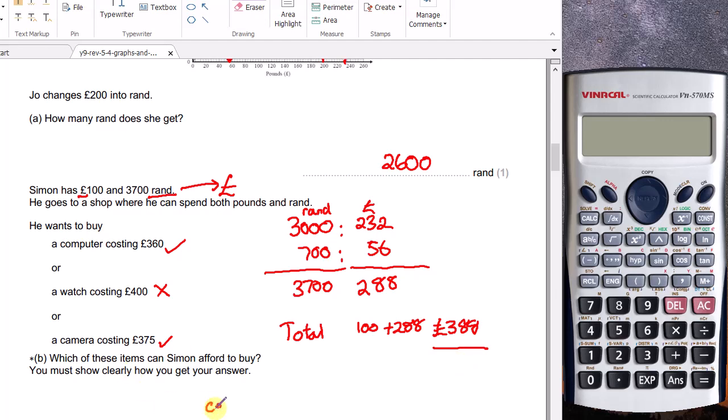So camera or computer. No watch. The watch is way too expensive. These numbers here, you'll probably be given some leeway up to about £10 total, because it wouldn't make too much difference to the answers. You'll be allowed up to about £10 for reading the graph incorrectly.